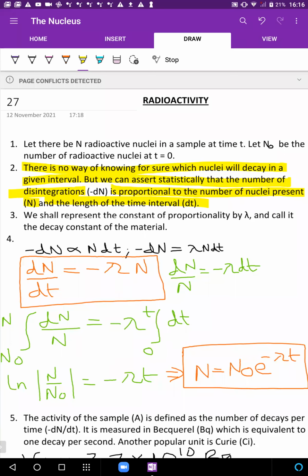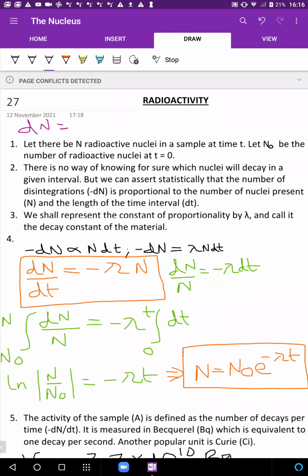So therefore, statistically, we can assert that the number of disintegrations is proportional to the total number of nuclei present. The more nuclei, the more chance of nuclei decaying, and also proportional to the length of the time interval dt. But now over here, the number of disintegrations I'm writing as minus dN. I hope some of you could see why I'm calling that minus dN.